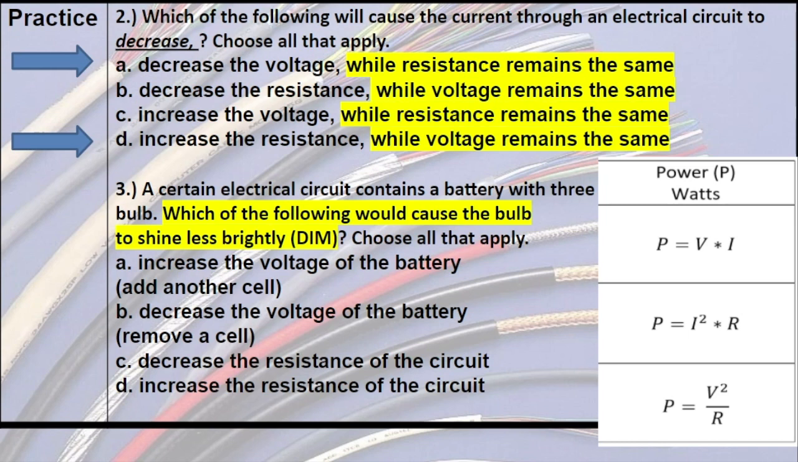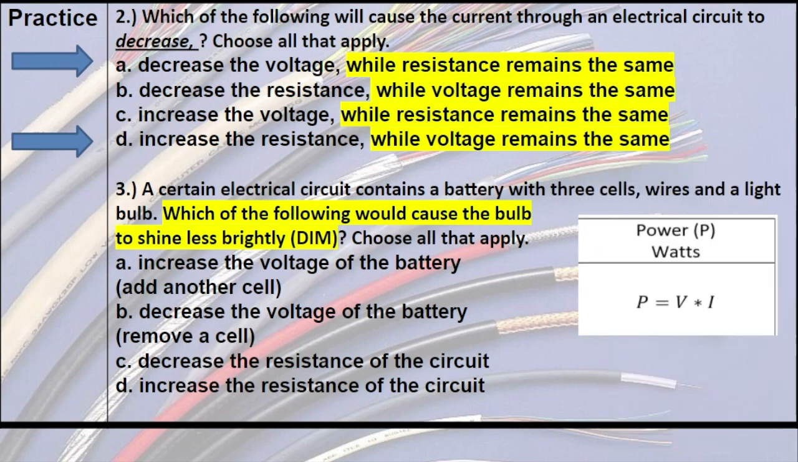Well, if we're thinking about how bright our bulb is, the brightness of a bulb is going to be related to the power. And over here, I included some equations for power. We have power equals V times I. V stands for voltage and I stands for current. So we know that it's going to be related to voltage and current.